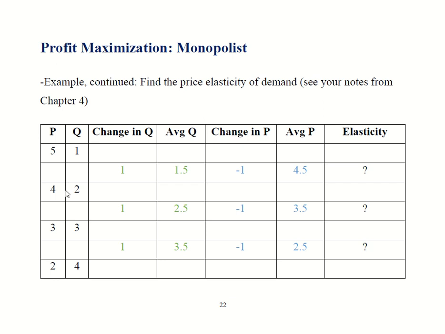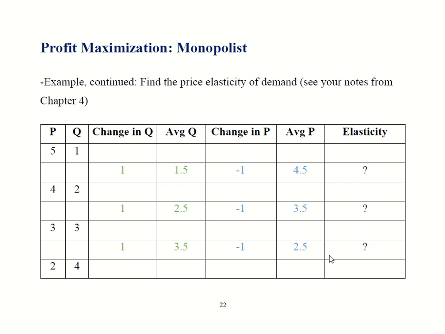Likewise down here, we're going to average these 2 points together. So change in Q is 1. Q rose from 2 to 3. The average of 2 and 3 is 2.5. Price has fallen from 4 to 3. It's a change of -1. The average of just these 2 points is 3.5. Very last pair. Quantity rises by 1 again, so we put a 1 in that cell. The average of these 2 points is 3.5. Price has fallen by 1, so it's going to be -1 there. Average of 3 and 2 is 2.5.